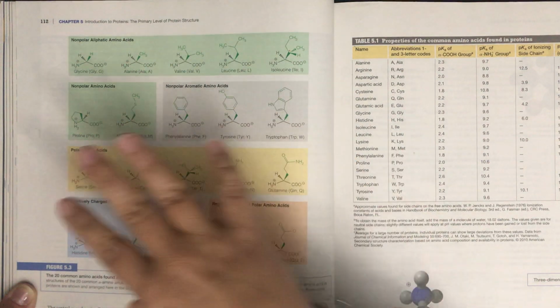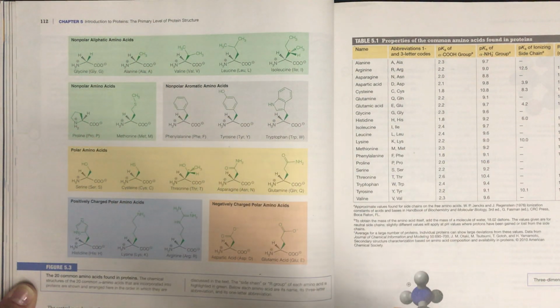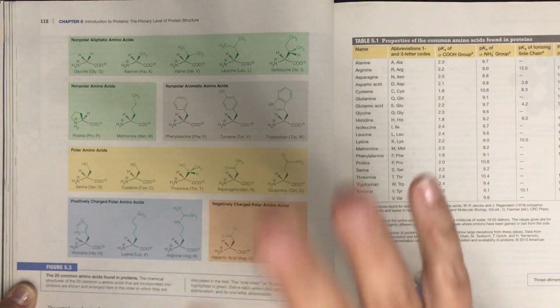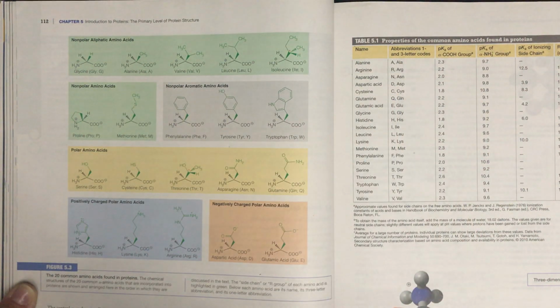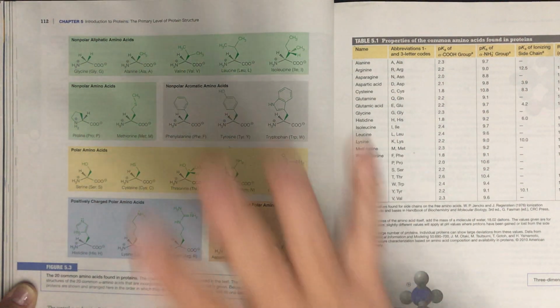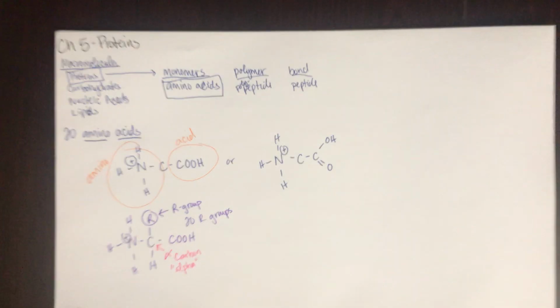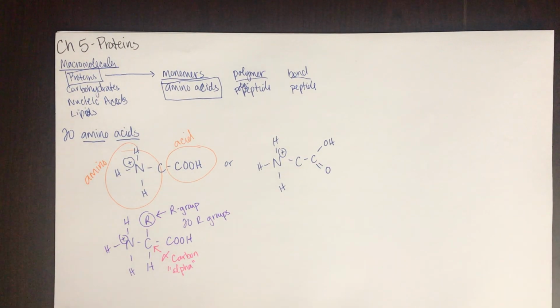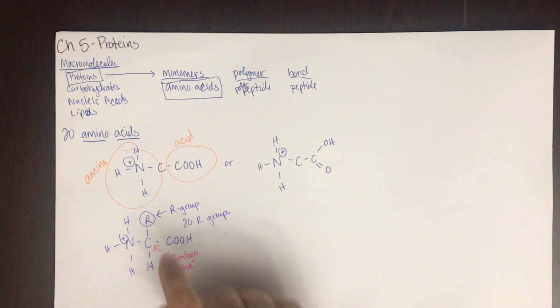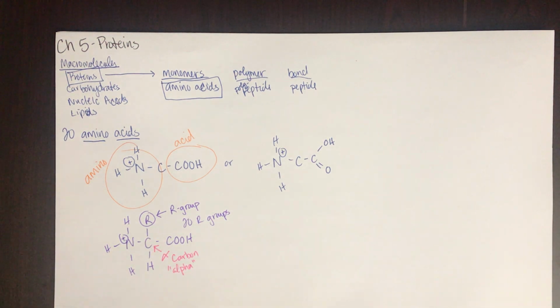So the sequence of amino acids is the first step to getting a functional protein. So these are the 20 amino acids. You will need to know these. You will need to know the properties of them. You'll need to be able to identify them or draw them. And they all have this basic skeleton structure with a different R group.